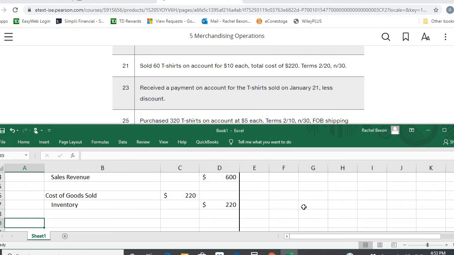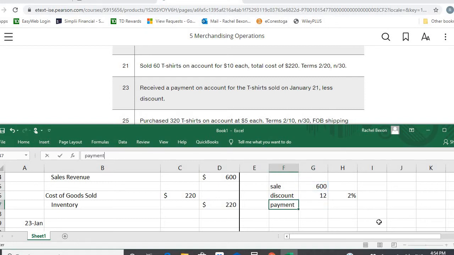Next, on January 23rd, we are getting paid for these shirts that we just sold. We only sold them on the 21st, so it's quite a quick payment, and our terms were 2/20, 2% off if paid in 20 days. So that means the people who purchase these shirts are going to get the discount. The original sale amount was for $600. The discount is 2%. So if I multiply the $600 times 0.02, I can tell I get a $12 discount.